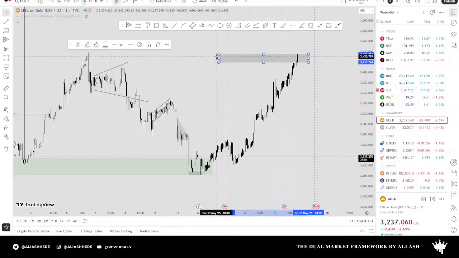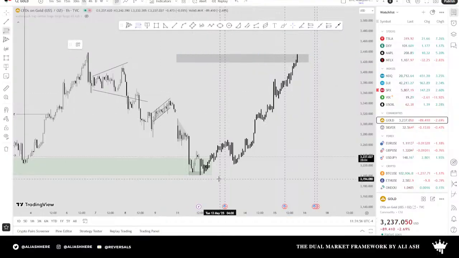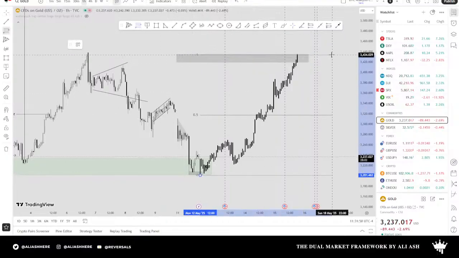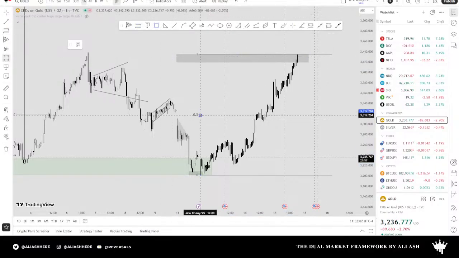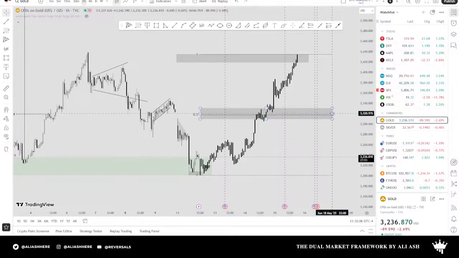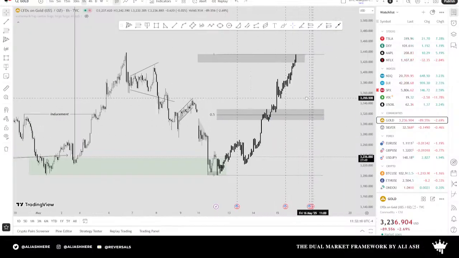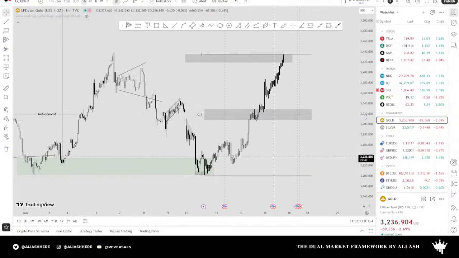And if we use the Fib concept, Fib retracement here, we will have the central zone. So it might break from the central zone and create a double supply from here. Let's see how this turns out. So keep an eye on 3,320.